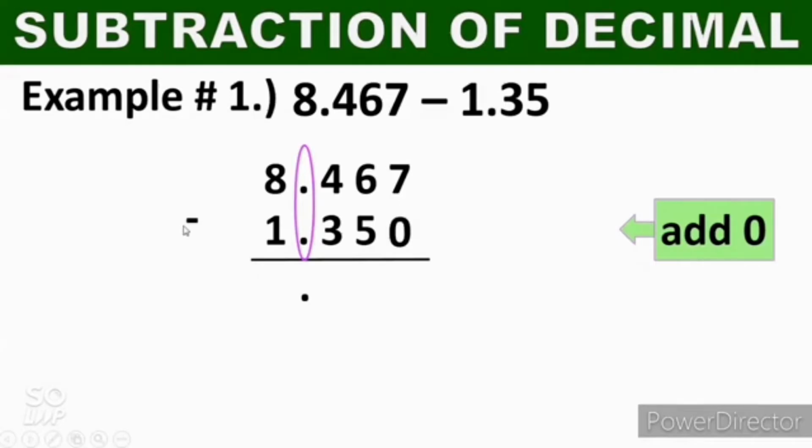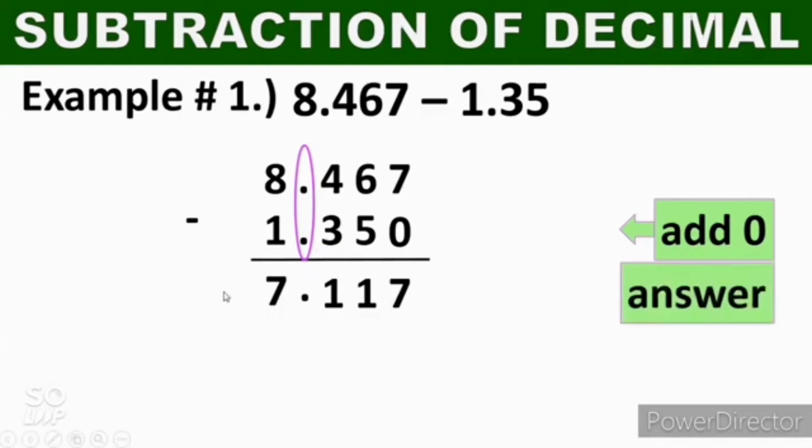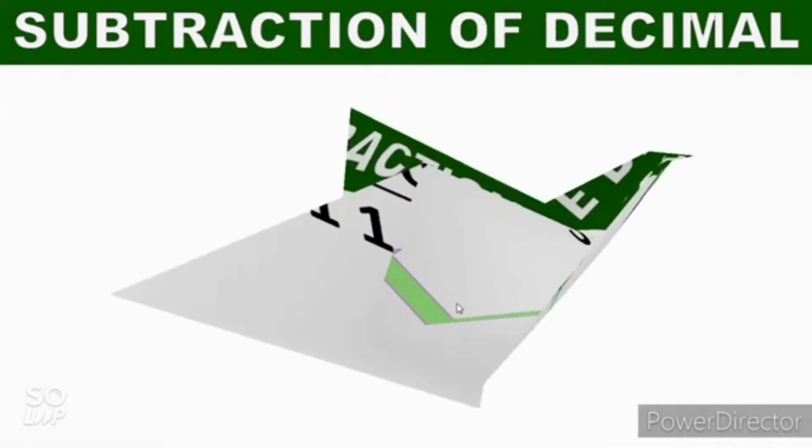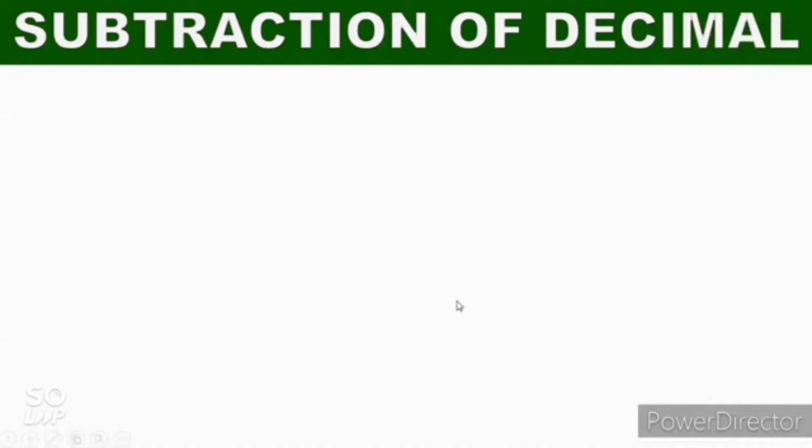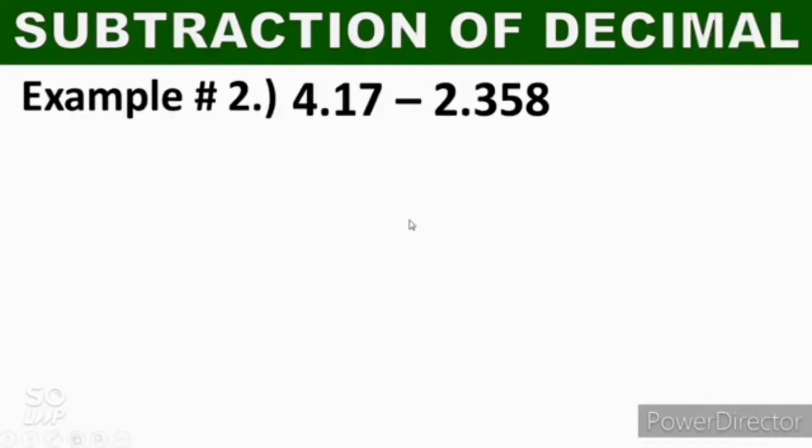Then we subtract: 7 minus 0 is 7. 6 minus 5 is 1. 4 minus 3 is 1. And 8 minus 1 is 7. So the answer is 7.117. So that is how to subtract decimals. Okay, next let's have another example.